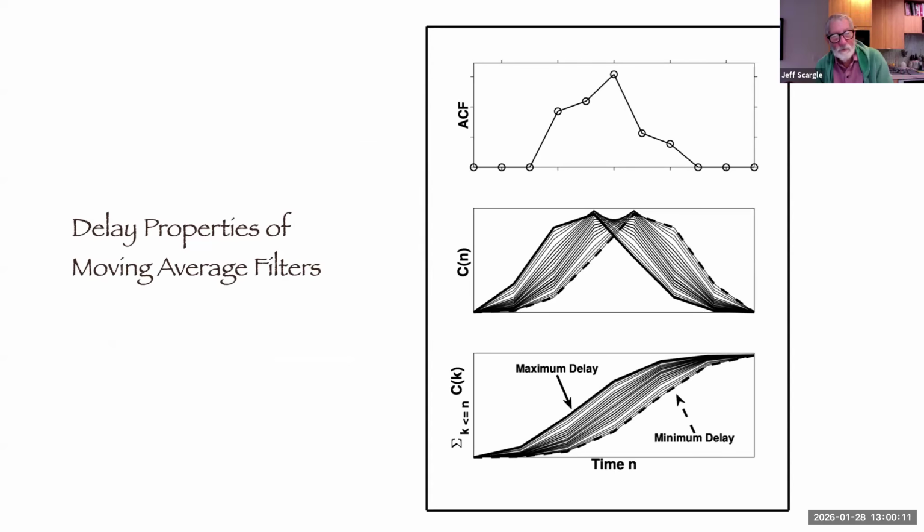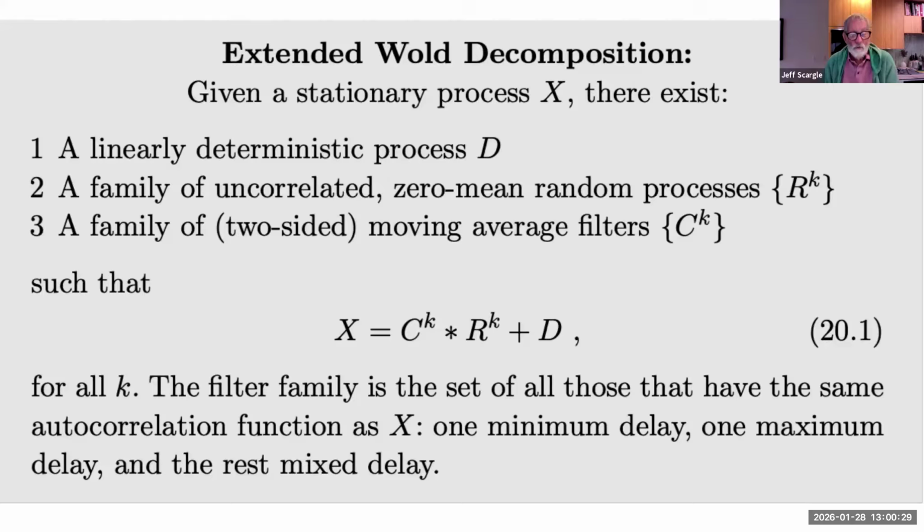So how can that be? How can it be that if I generated a process that had a maximum delay shape to it, the Wold representation is going to represent it as a linear combination of minimum delay pulses? How is that possible? That seems crazy. Well, here's my attempt to answer that. I've never seen anything in the literature like this, but I think it's an obvious corollary of the Wold decomposition.